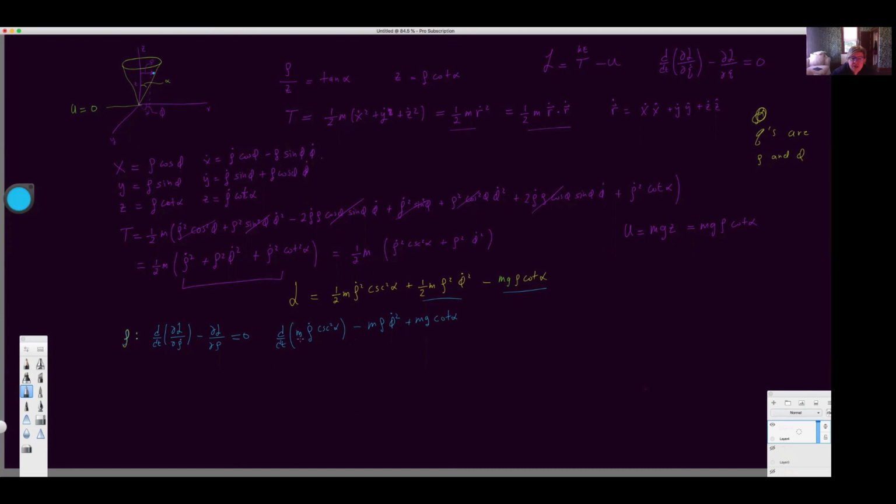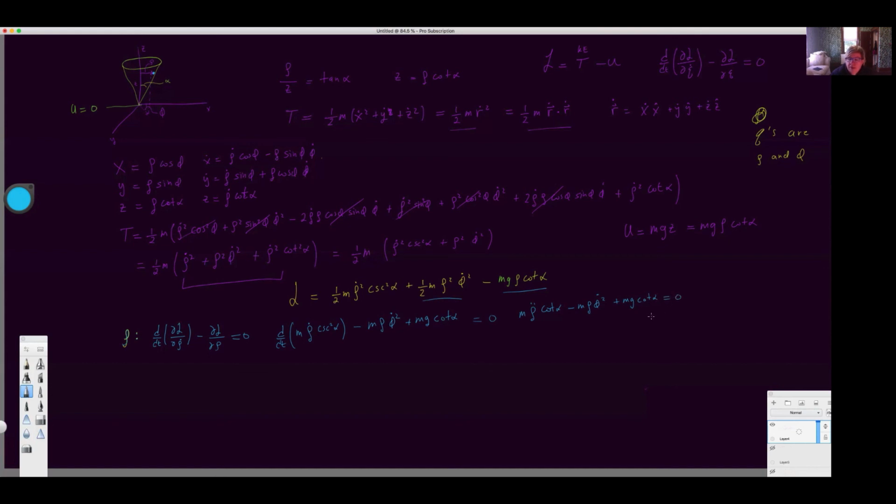Okay, great. Now we're just going to implement this. The only thing that changes with time is the rho dot. These two things are constant. And so this whole thing is equal to 0, and we end up with m rho double dot cosecant squared alpha minus m rho phi dot squared plus mg cotangent alpha equals 0.